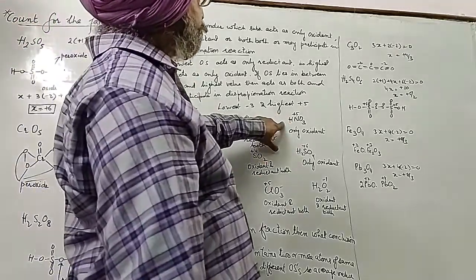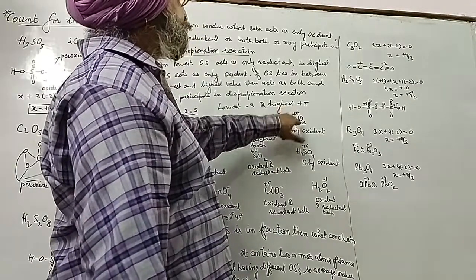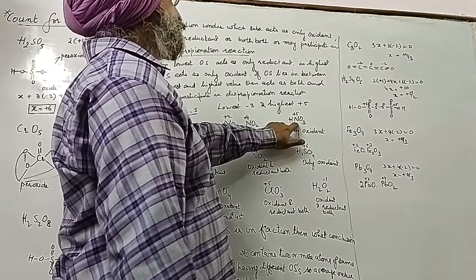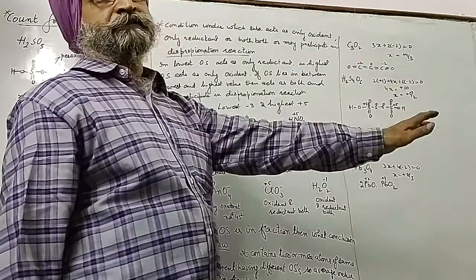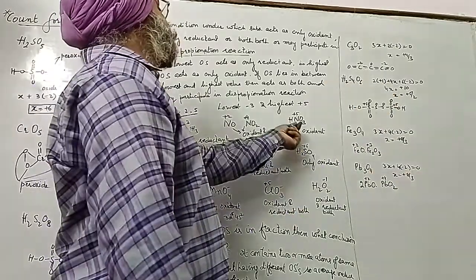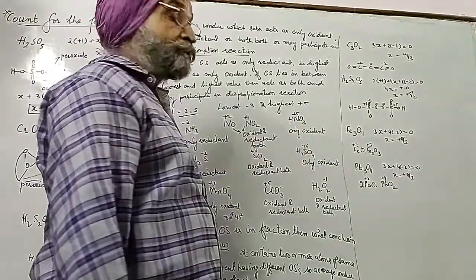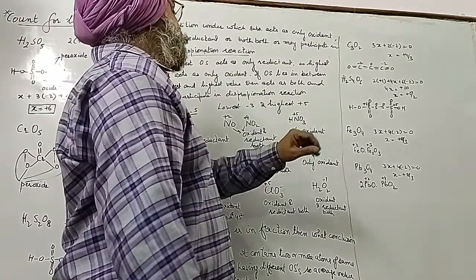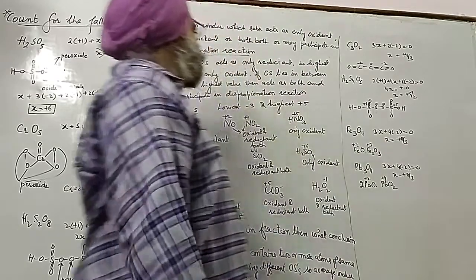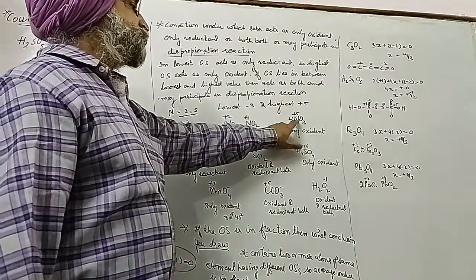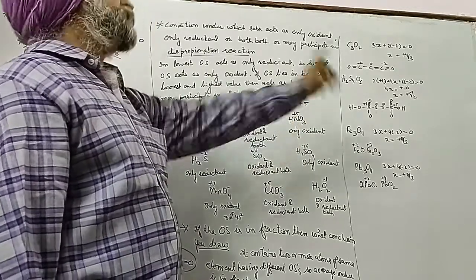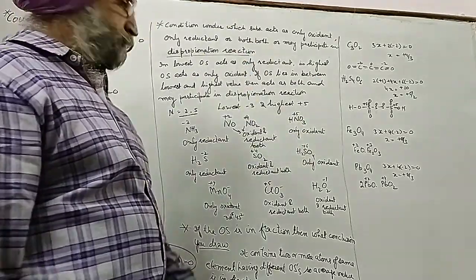But in case of HNO3, the oxidation state of nitrogen comes out to +5, which is highest. So it acts as only an oxidant. In 10th class, in 11th class, we studied various reactions where it is only an oxidant. Why? Now we can answer this question: why is nitric acid only an oxidant? You will say the oxidation state of nitrogen is +5, which is the highest possible oxidation state for nitrogen, hence it acts as only an oxidant.